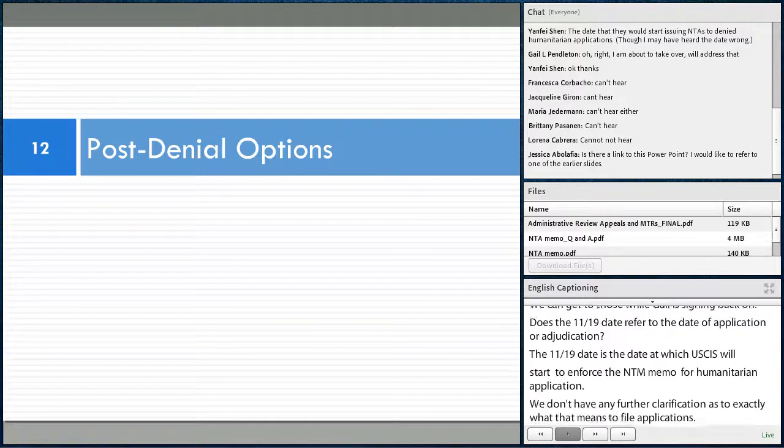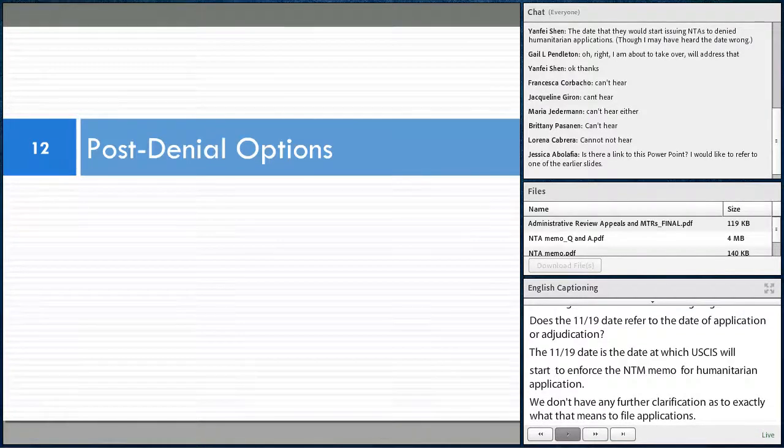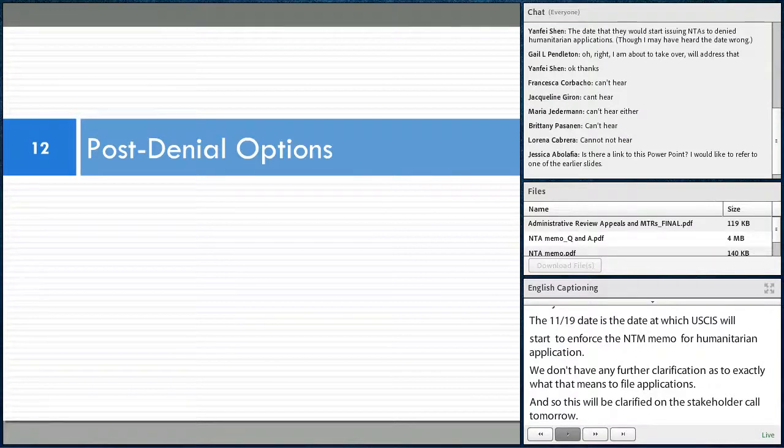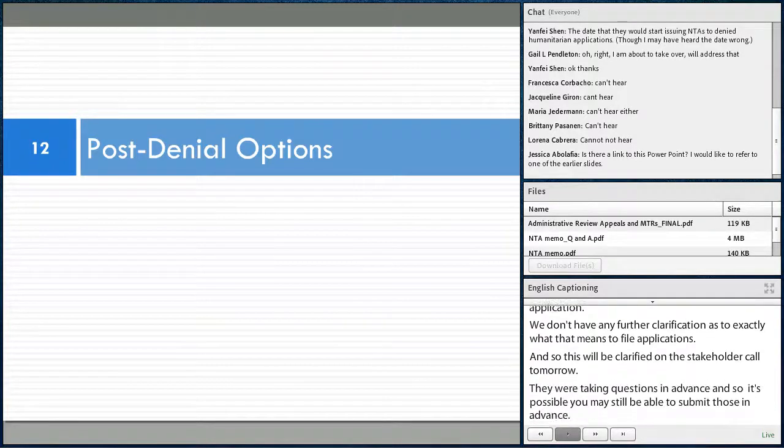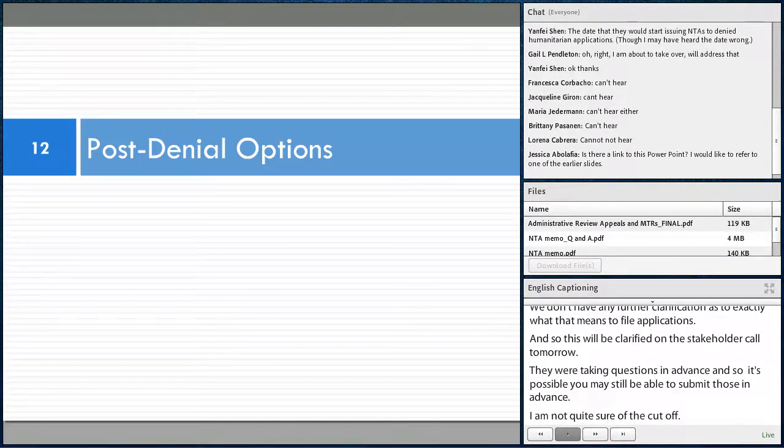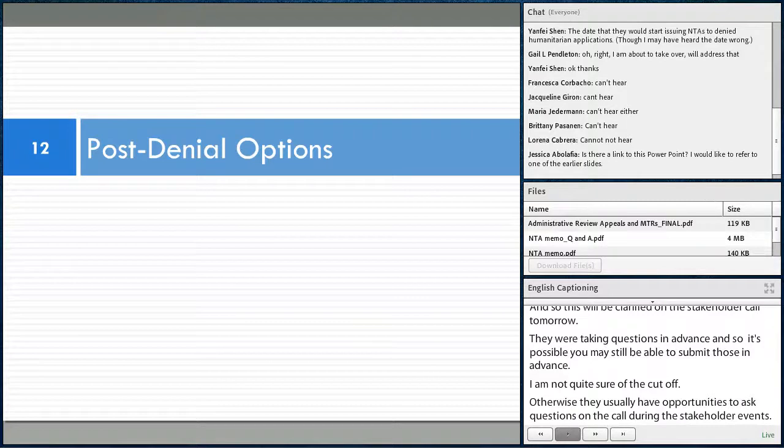They were taking questions in advance, and so it's possible that you might still be able to submit those in advance. I'm actually not quite sure of the cutoff. Otherwise, there usually are opportunities to ask questions on the call during these stakeholder events. So another reason to sign up for the call tomorrow. I would anticipate that it refers to the date of adjudication.